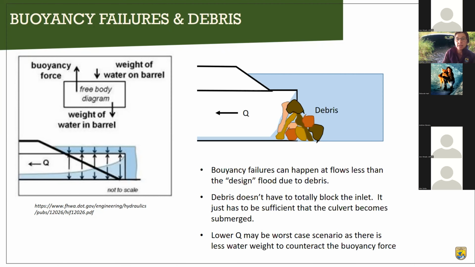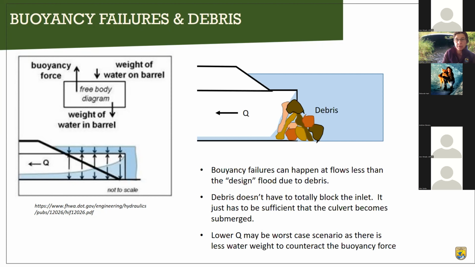Buoyancy failures can happen actually at flows less than the designed flood due to debris, which we know is a big problem at undersized culverts. And the debris doesn't have to totally block the inlet. It just has to be sufficient that the culvert becomes submerged. And a lower discharge may actually be a worst case scenario than your design flood, because there's less water in the culvert to counteract those buoyancy forces.